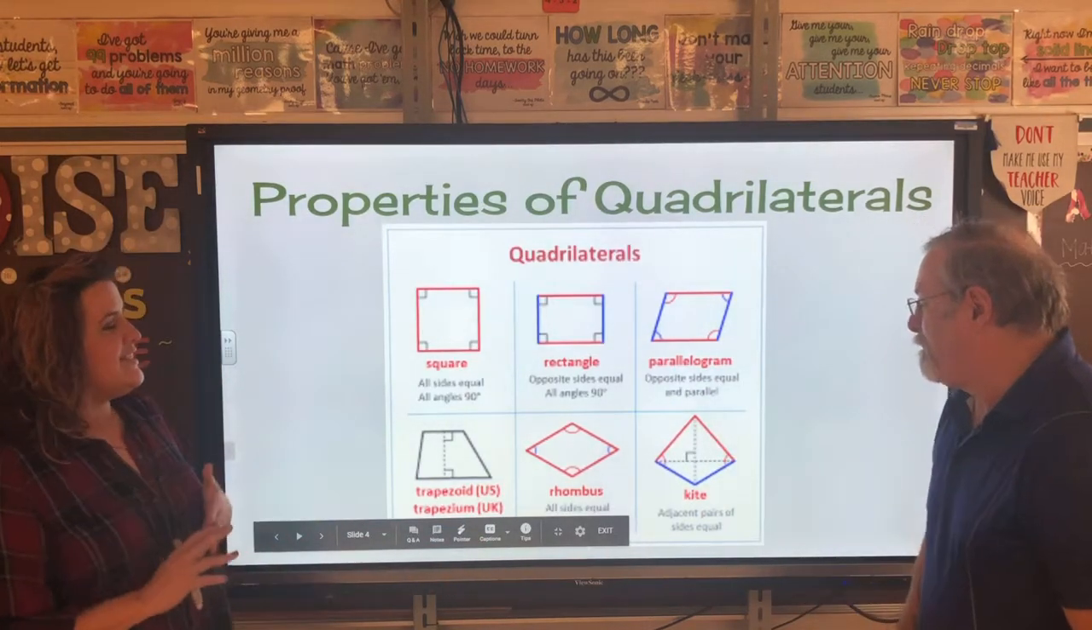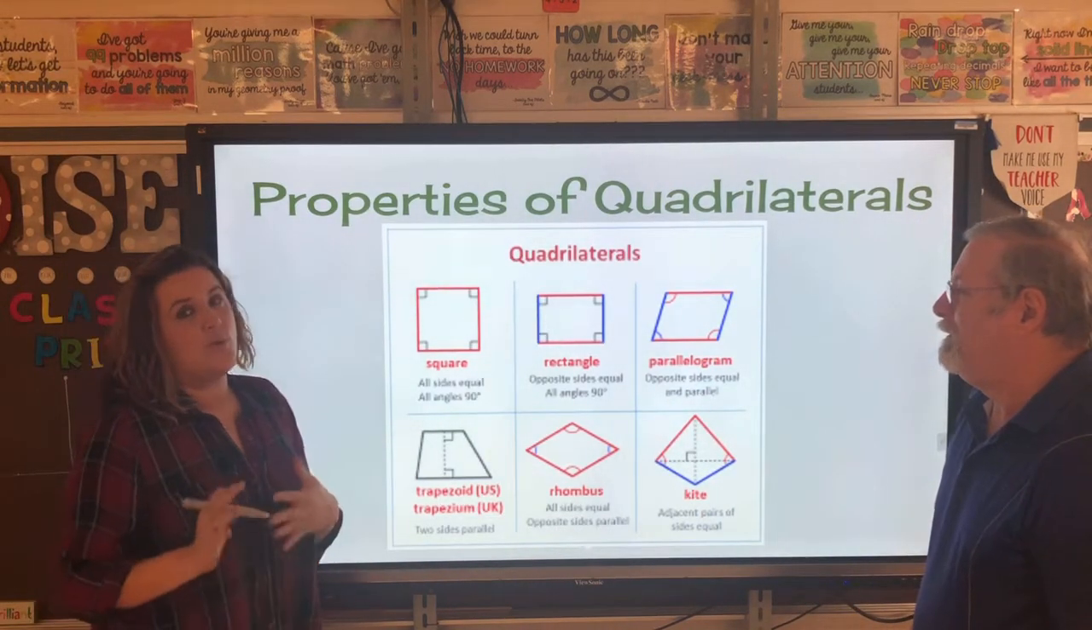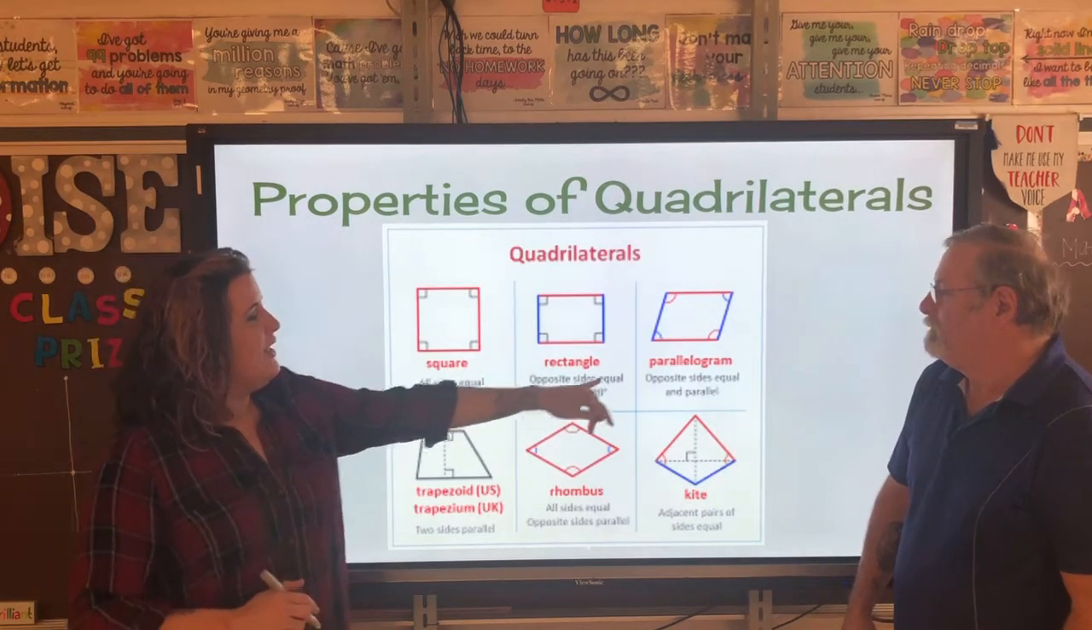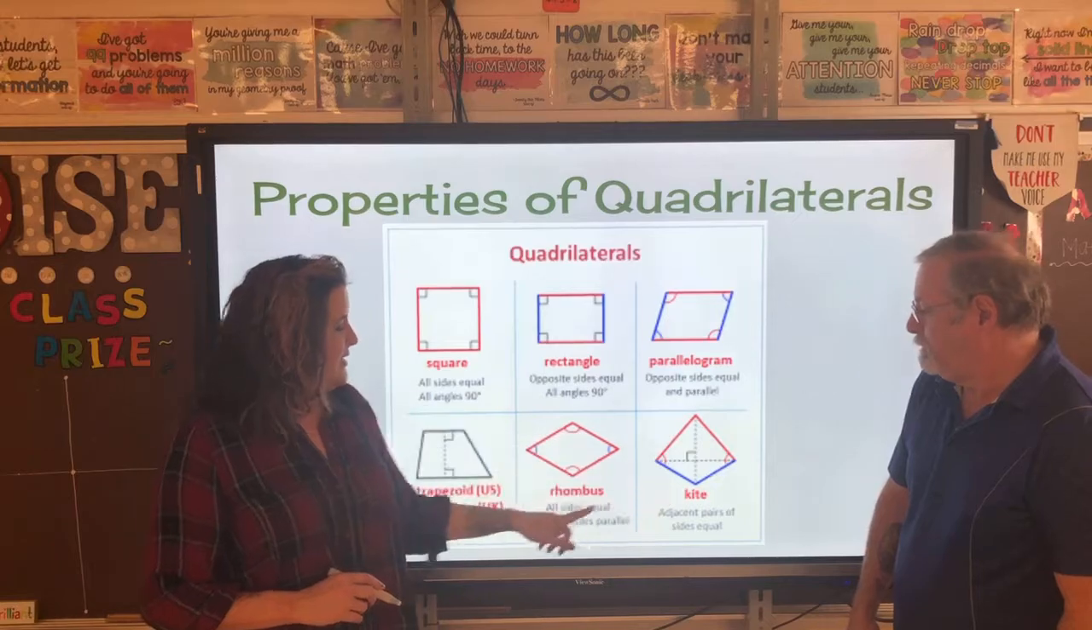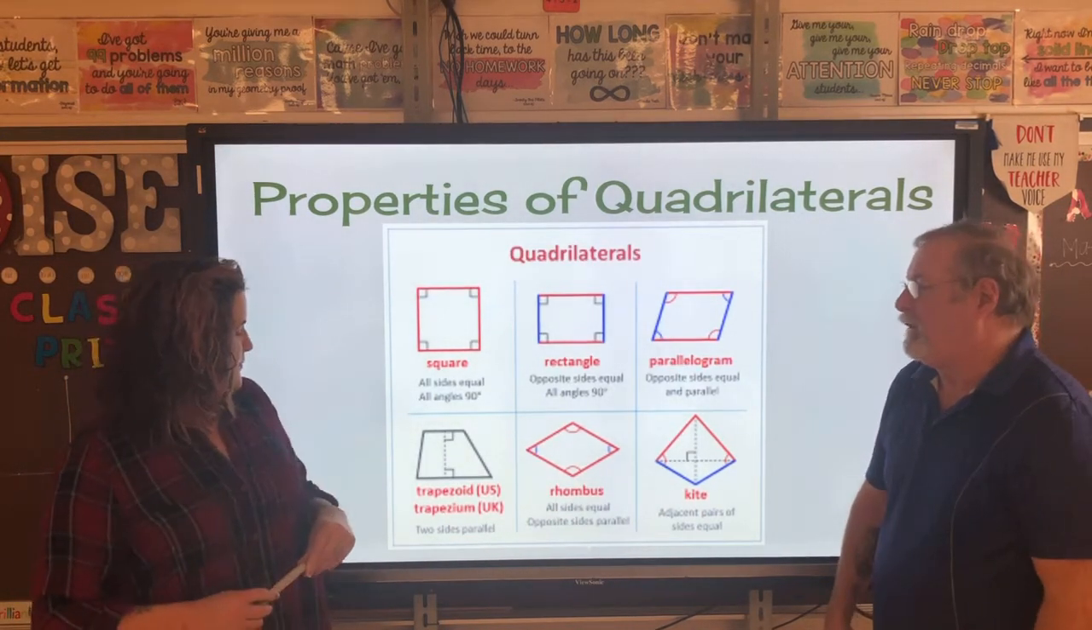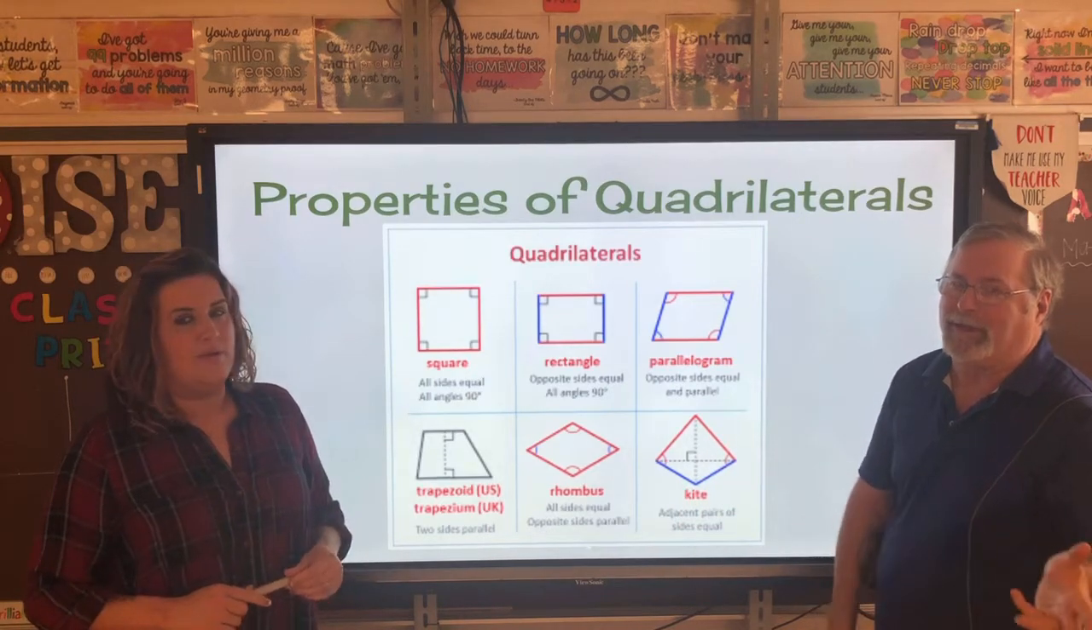And so here are the six shapes, six quadrilaterals specifically, that we need to know. A square, a rectangle, a parallelogram, a kite, a rhombus, and a trapezoid. Those are the six that you need to know. And yes, they all have different properties. That's why we're going to talk about them.